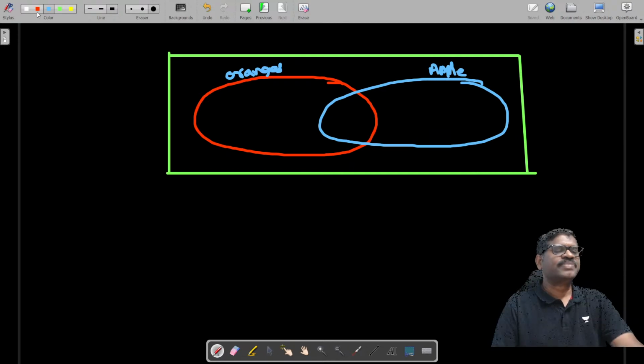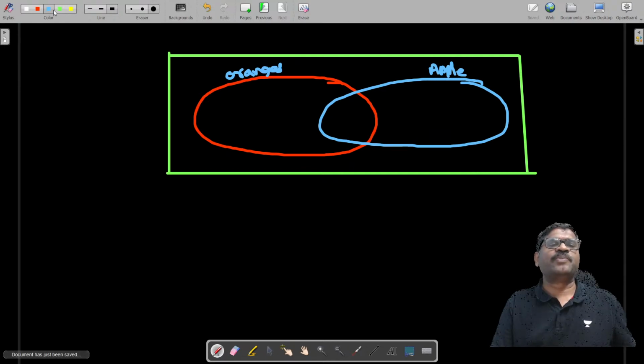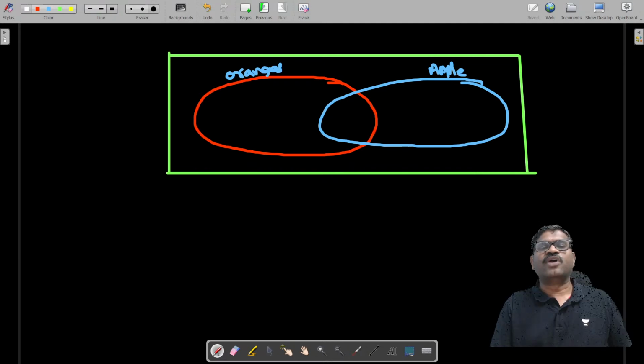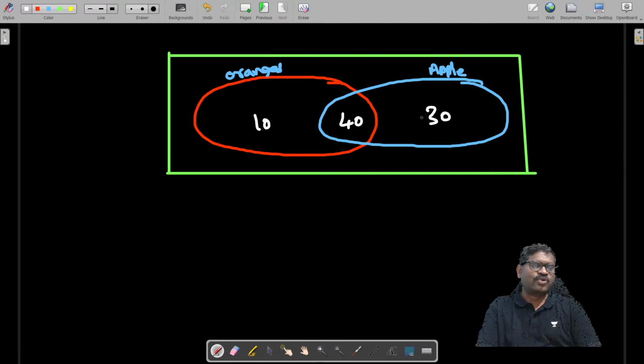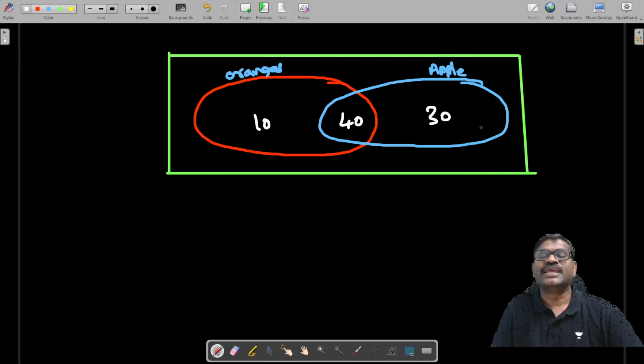Oranges, apples. 50% of the population like oranges, 40% like both. So write 40% here, remaining 10% here. 70% like apples, remaining 30 here. Okay, now we have to calculate. See, 40, 30, 70, 70 plus 10, 80. So 80% of the population like any one of the fruit. So remaining 20% neither like oranges nor like apples.